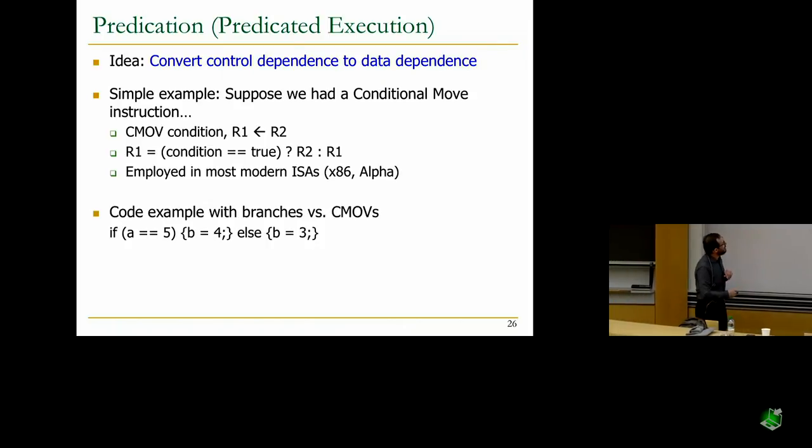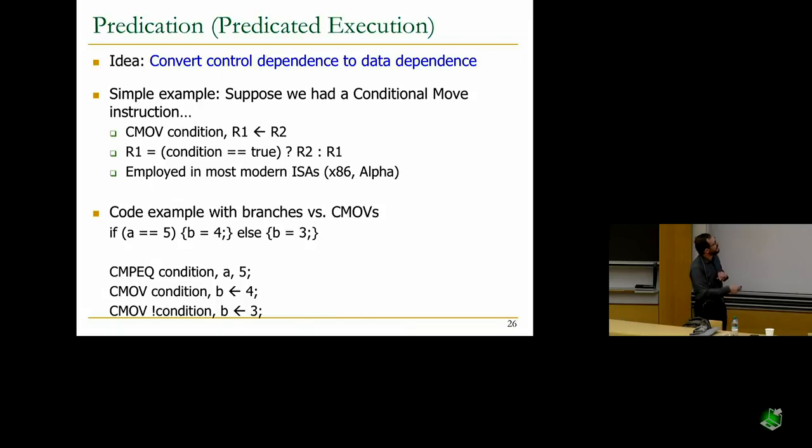So let's look at code examples with branches versus conditional moves. This is if A equals 5, B should be set to 4. Otherwise, B should be set to 3. So you could turn this into branches, or you could do this conditional move. Basically, you compare equal into a condition register, A and 5. The condition register is true if A is equal to 5. Otherwise, it's false. And then you have a conditional move instruction.